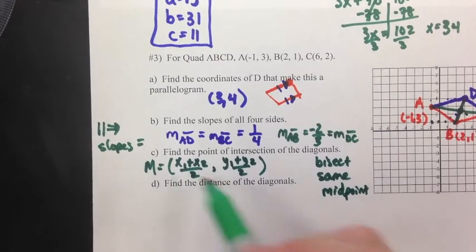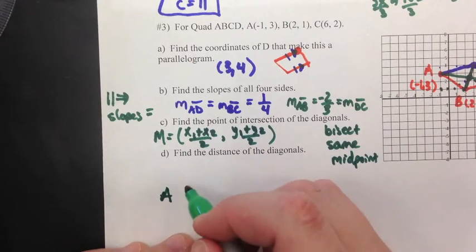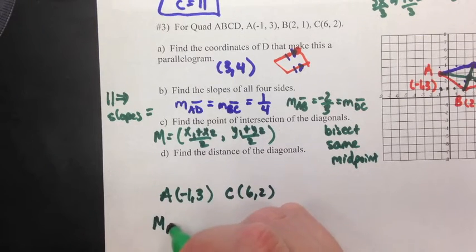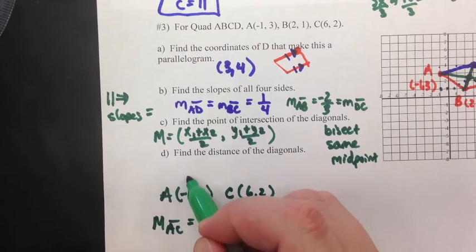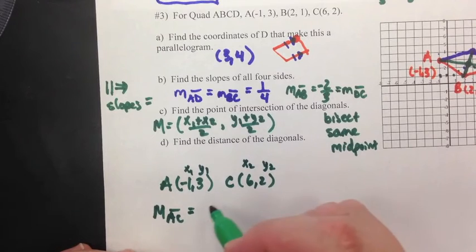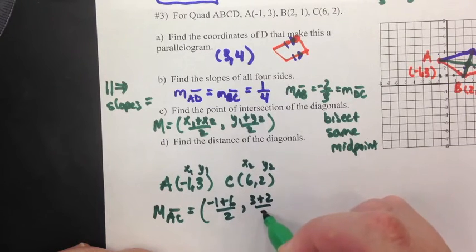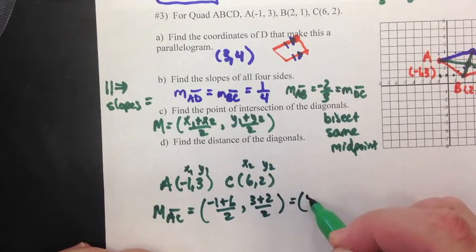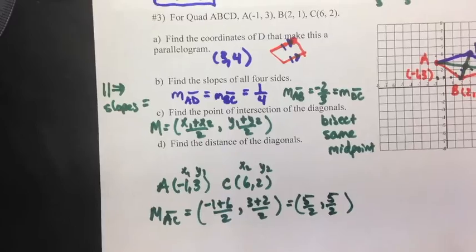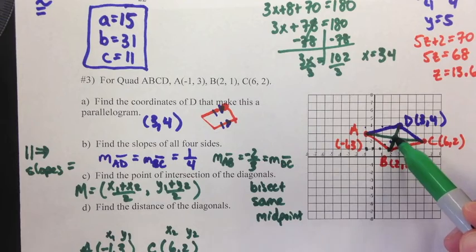So to find the midpoint, I'm going to come down here. The midpoint of AC, I'm going to use point A and point C, which was 6, 2. Midpoint of AC equals, I'm going to add my x's, x1, y1, x2, y2. So I add my x's, negative 1 plus 6 over 2, comma, add the y's, 3 plus 2 over 2. And what I get is 5 halves, comma, 5 halves. So they're both 2.5, 2.5. If I look at my picture here, that actually kind of looks like 2.5 for x and 2.5 for y.